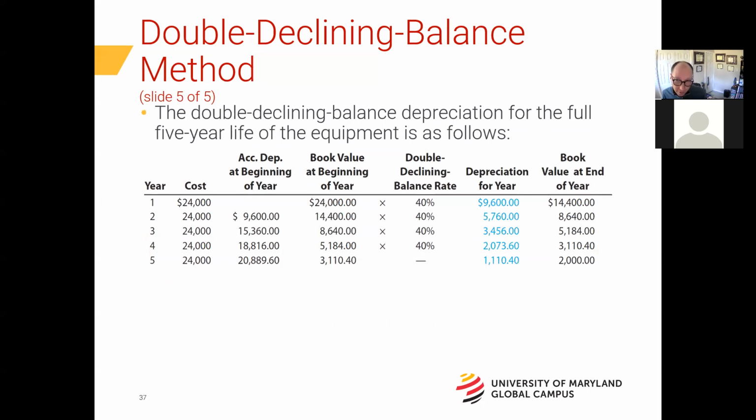So how do we figure out the rest of it, right? We got year one, but what about the rest? Okay, so the first year, our depreciation was 9,600. The initial cost was 24,000. So we got a book value at the end of the first year of 14,400. How do we get that? You take the book value beginning of the year minus depreciation for that year equals book value at the end of the year.